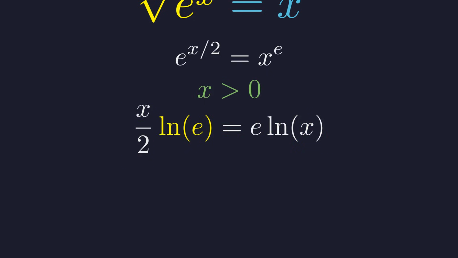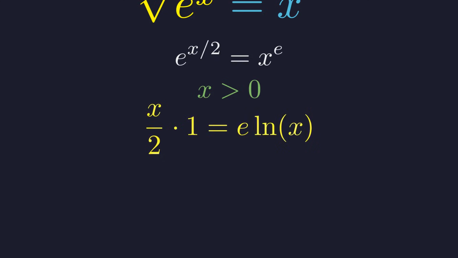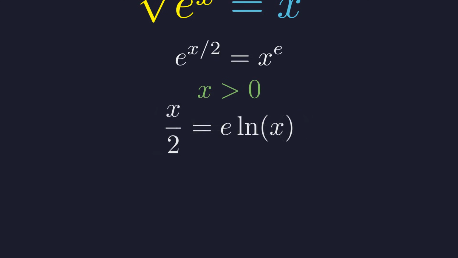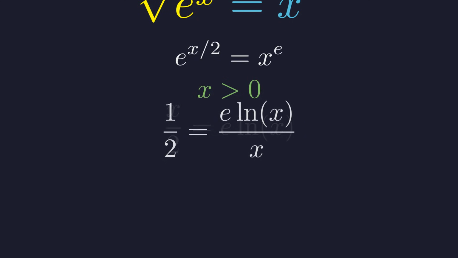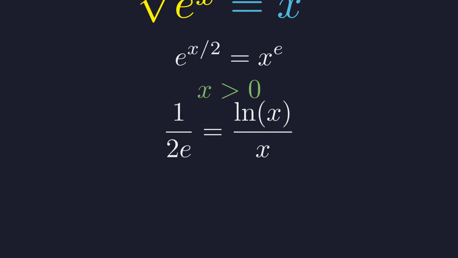And here's where things get nice. The natural log of e is just 1, so that cleans up the left side nicely, leaving us with something cleaner, though still not trivial. Let's try to isolate the function of x. Dividing both sides by x is a good start. The x on the left cancels out. Now divide both sides by e, and we've got our transcendental equation: a function of x equals a constant.